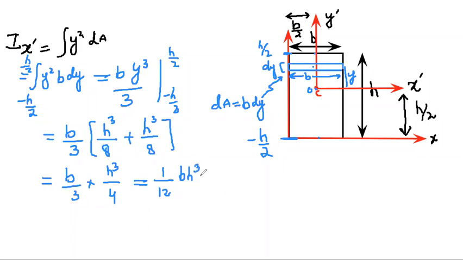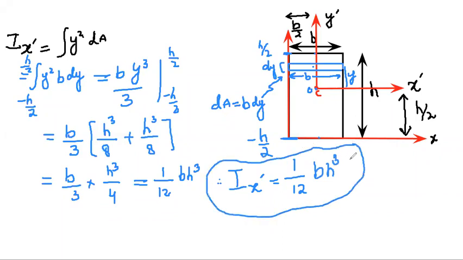So, therefore, as far as the moment of inertia of a rectangle about the centroidal x-axis is concerned, that's equal to 1 by 12 b h cube. Okay, this is what we have calculated now.